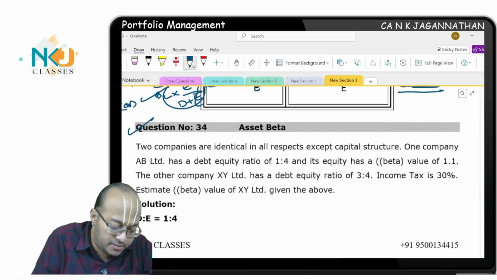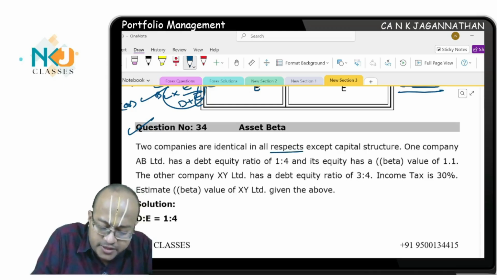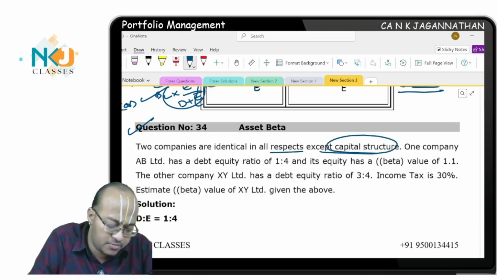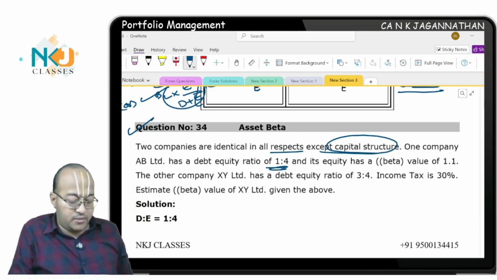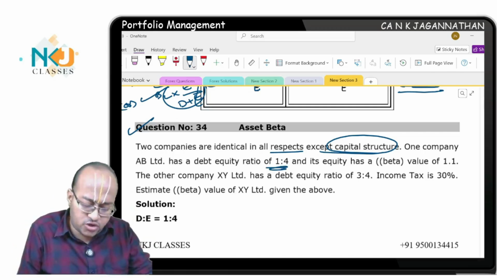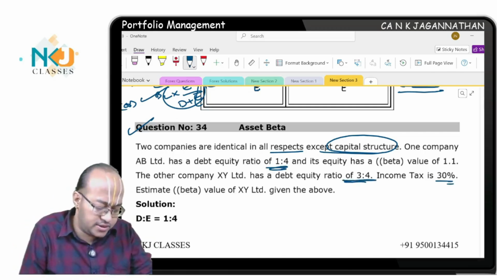Asset beta. Two companies are identical in all respects except capital structure. One company, AB Limited, has a debt equity ratio of 1:4 and its equity has a beta value of 1.1. The other company, XY Limited, has a debt equity ratio of 3:4. Income tax is 30%. Estimate the beta value of XY Limited given the above.